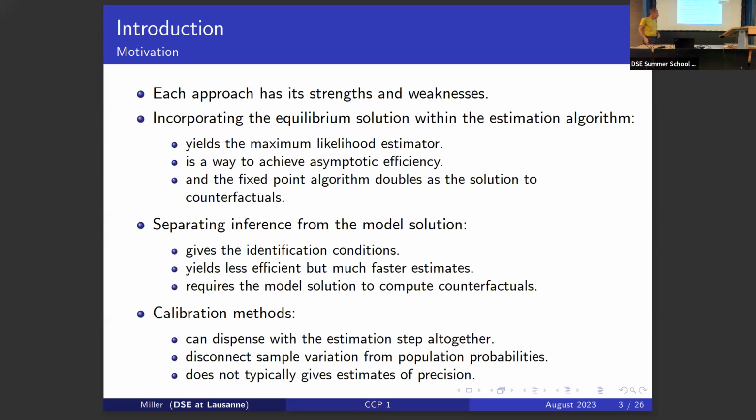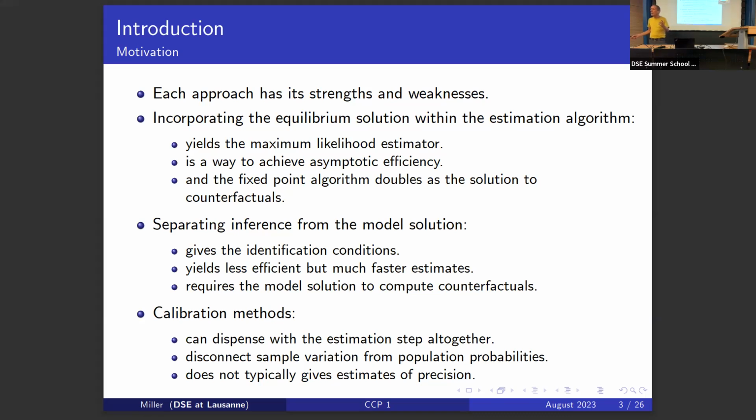So calibration methods can dispense, and sometimes do dispense, with the estimation step altogether. Just pull in estimates from wherever. Maybe you've got a few moments that you're estimating to jam in as well.